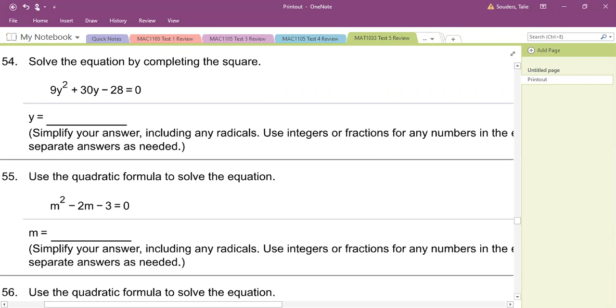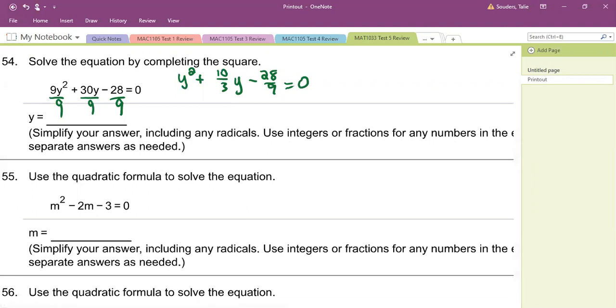Okay, so I agree with you. We're going to divide by 9 again. This one's very similar to the last problem, actually. Once again, it simplifies to 10/3. So I feel like in a lot of ways we don't have to start from scratch here because it should remind us a lot of the last problem. So what do we do next? Add 28 over 9 to the other side.